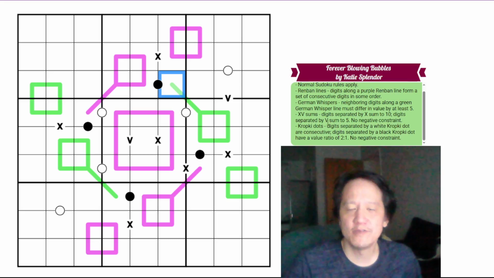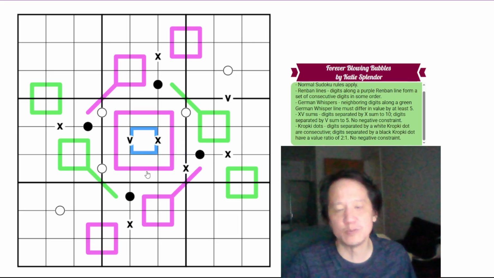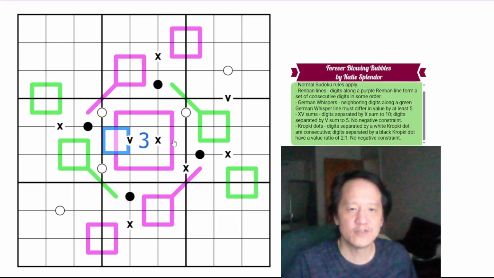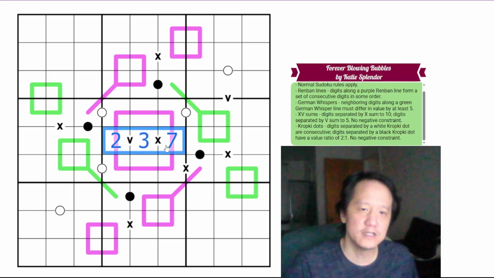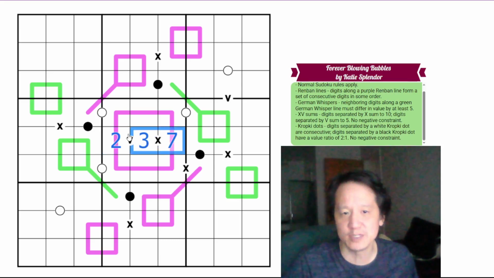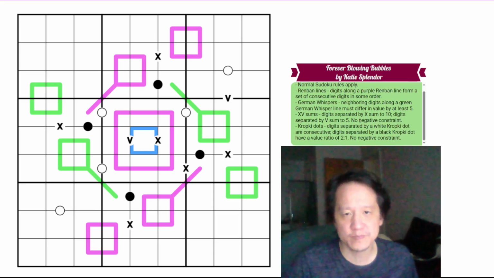We also have XV sums, where digits separated by an X sum to 10, and digits separated by a V sum to 5, and there is no negative constraint. So, for example, if this were a 3, this would have to be 2 and 7 specifically, because these two digits must add up to 5, and these two digits must add up to 10. And that's an example of how XVs work.